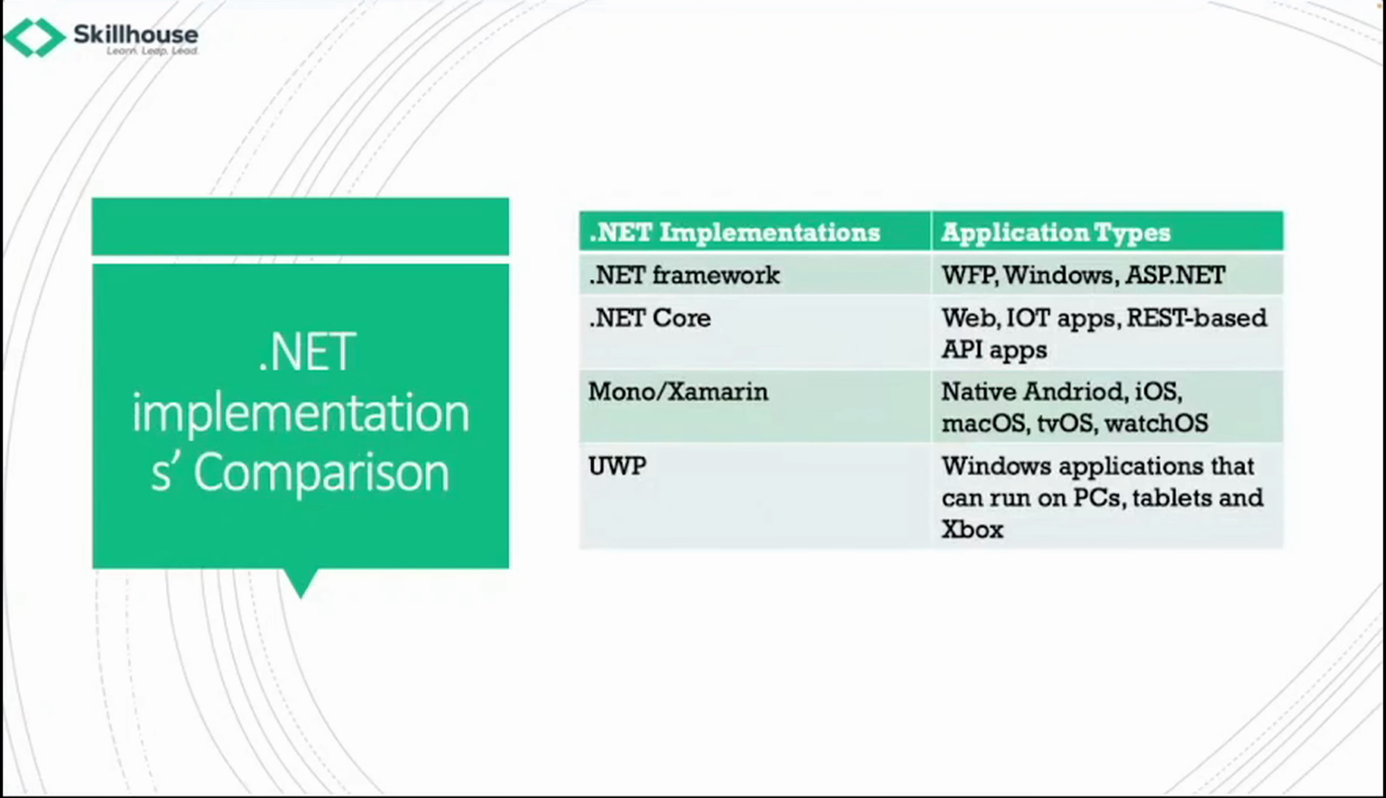Moving on, let's talk about Mono and Xamarin also. Xamarin is a new framework which is built on top of .NET, which helps in mobile development, basically native Android and iOS application development. UWP is Universal Windows Platform.